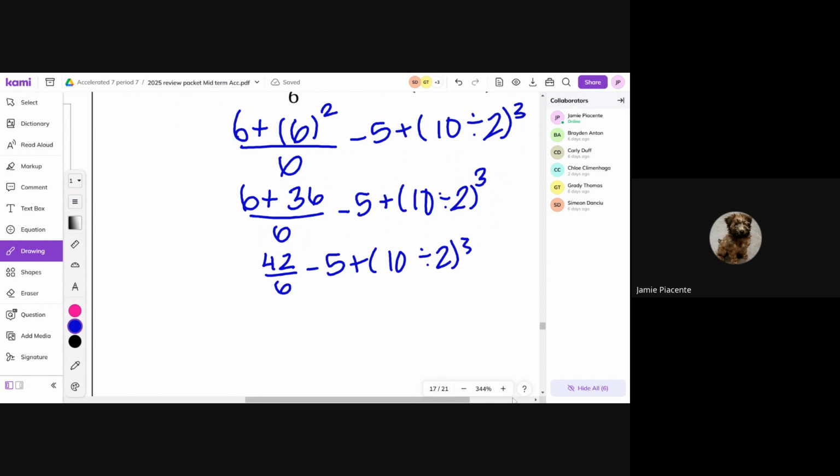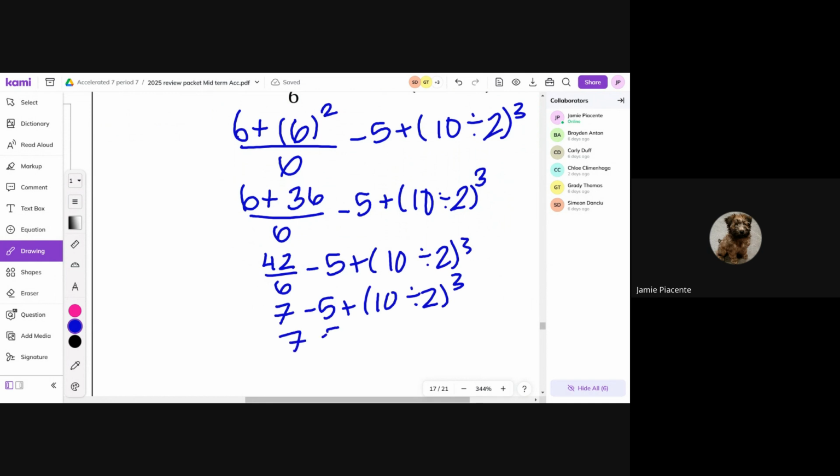For these questions, I like to just work out this whole section, this division thing, and go over here. You can absolutely go right to those parentheses next. There's nothing wrong with that. That's probably more correct. I just get anxious about this little part here, so I always want to make sure that I do that part first. Okay. 42 divided by 6 is 7 minus 5 plus 10 divided by 2 raised to the third power.